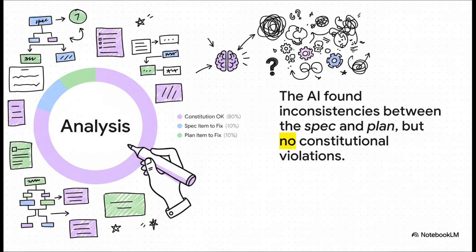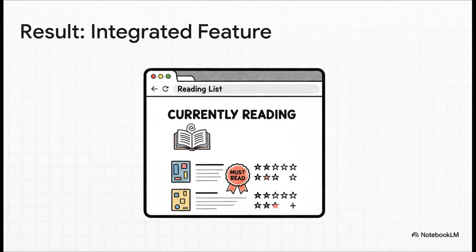Get this, the AI can even analyze its own work for problems. In this example, it ran an analyze command and figured out that its plan for storing data didn't really match how Hugo normally does things. It flagged this for the developer to fix before writing any code, which probably saved a ton of headaches and rework later on. And check out the final result, a perfectly integrated reading list. It's got the currently reading section, the star ratings, the must-read badges, all those little details that were hammered out during that back-and-forth clarification process. And the best part? The style is totally consistent with the rest of the site. It seriously looks like it's been there from day one.